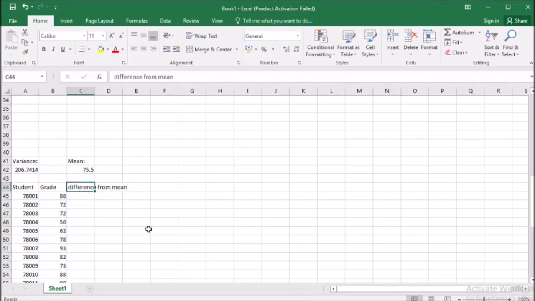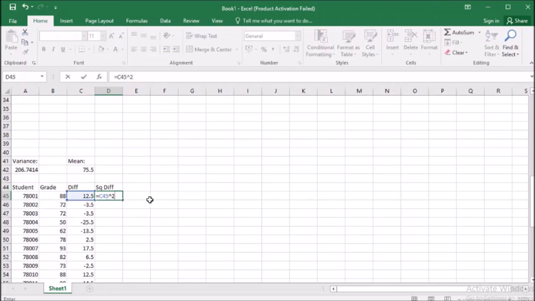To keep the heading within one column, I'll just call it diff. F4 to fix that reference to the red cell and copy the formula. I want to look at all of these differences together, but some of them are positive, some are negative. I don't want them to cancel each other out, so I'm going to take the power of 2. So I'll call it squared differences. Difference to the power of 2.